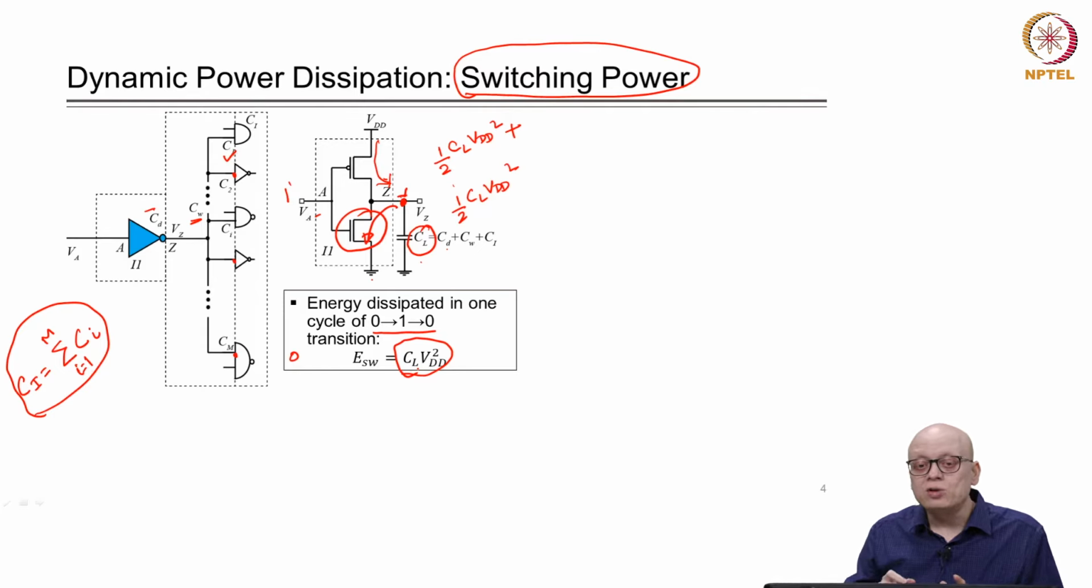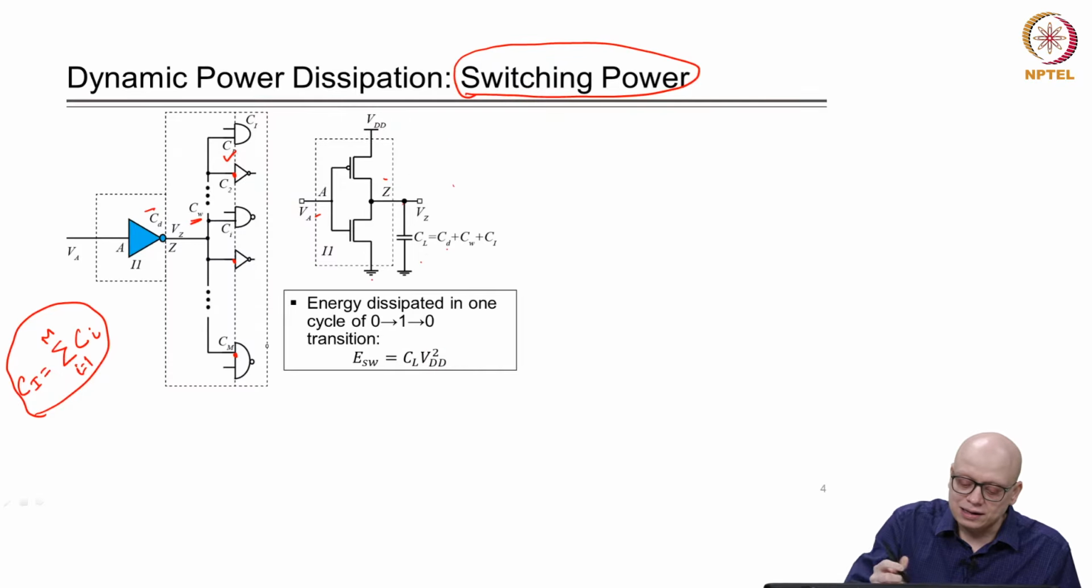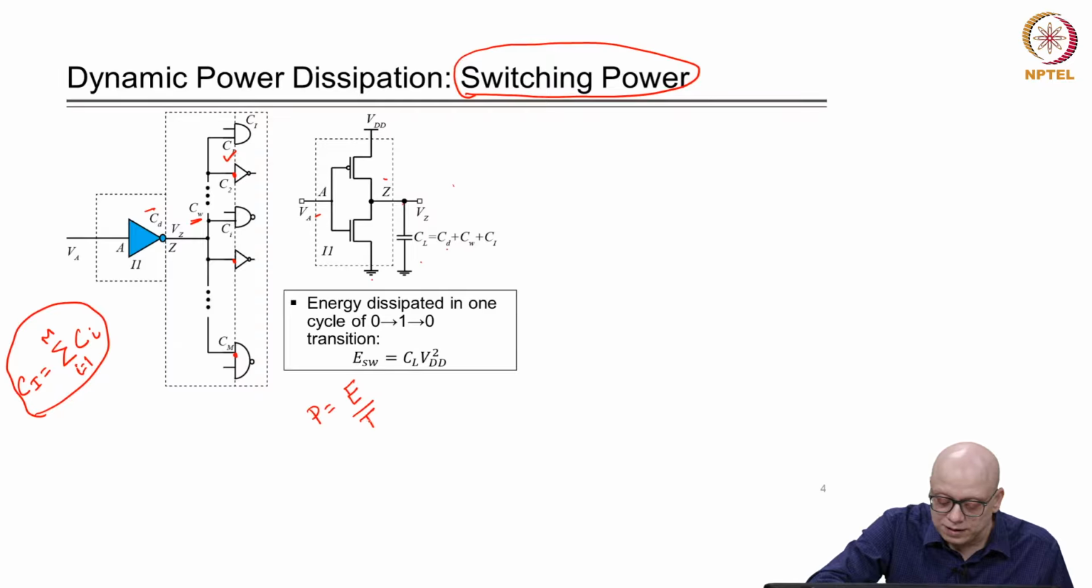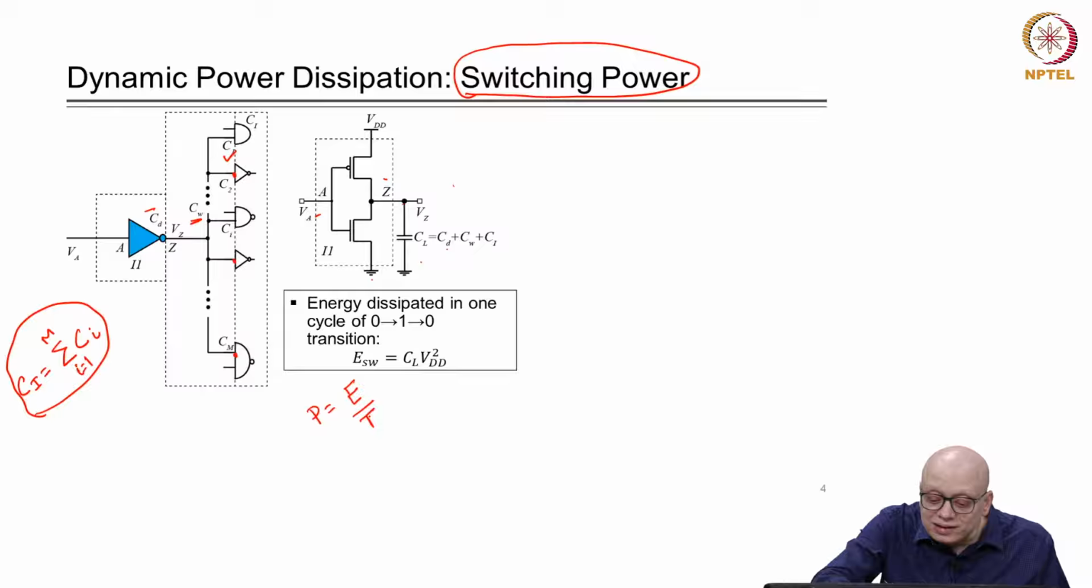So, this is the amount of energy that will be dissipated in the process of making a transition from 0 to 1 and 1 to 0 at the input of the transistor, right. Now, from this energy, how do we compute the power, right. So, we know that the energy and power are related by, the power is energy divided by time, right.